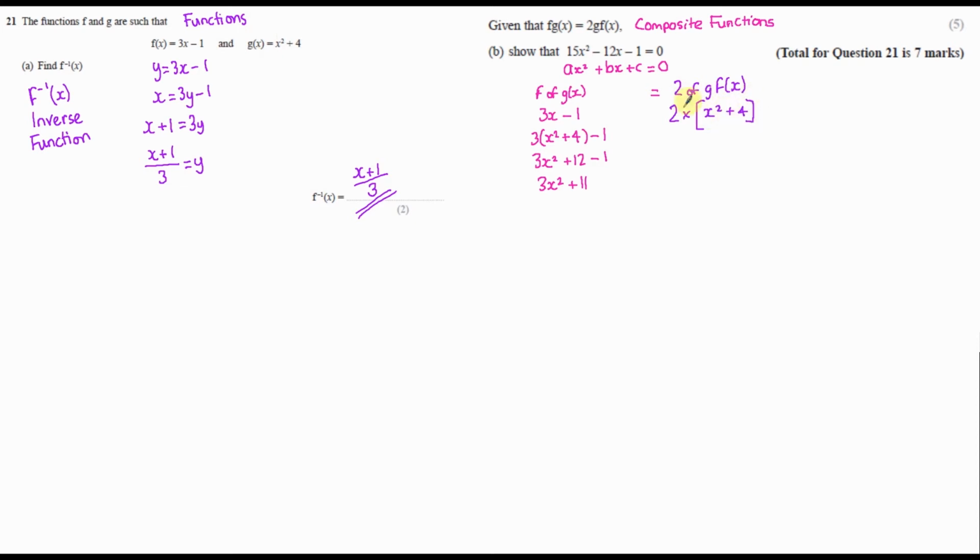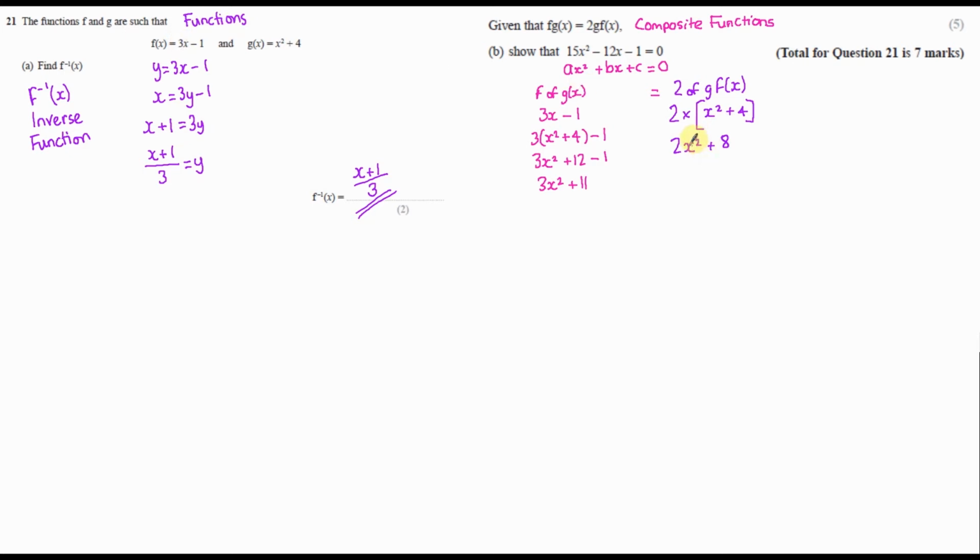Now I would actually multiply those brackets out, because a common mistake here is people forget to multiply the plus 4. So if we expand that out first, we get 2x squared plus 8. That's an important thing to remember there. And now I'm going to put f of x as our input for this.